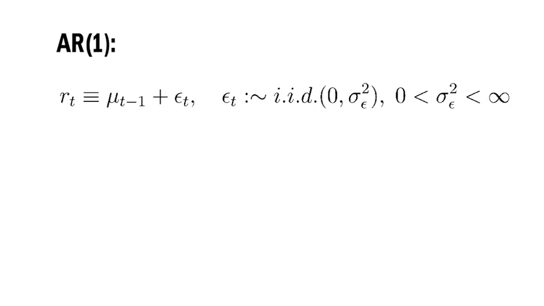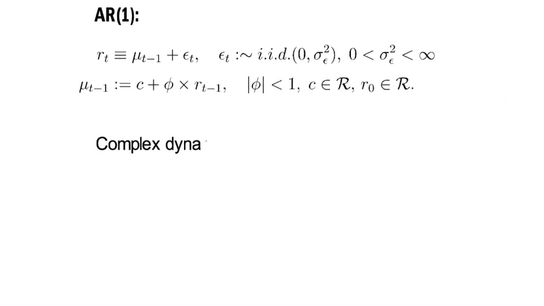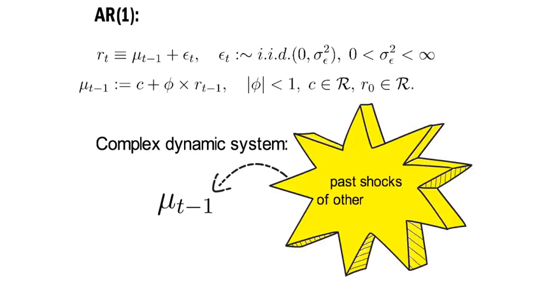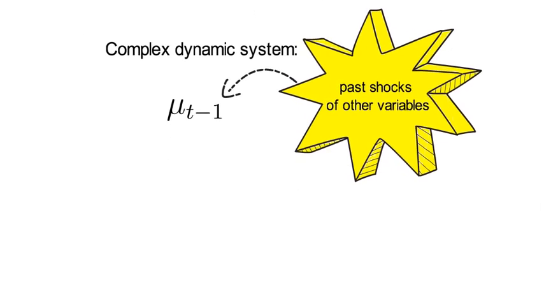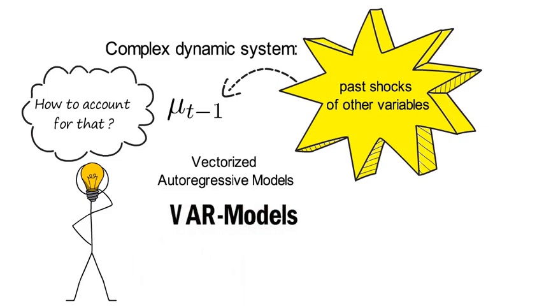And the AR(1) specification says that mu_{t-1} is a linear function of the past return. Now, within a sufficiently complex dynamic system, the mu_{t-1} of one variable depends on past shocks of other variables. In order to account for such dependencies, one has to work with vector autoregressive models. And we will call such models simply VAR models.